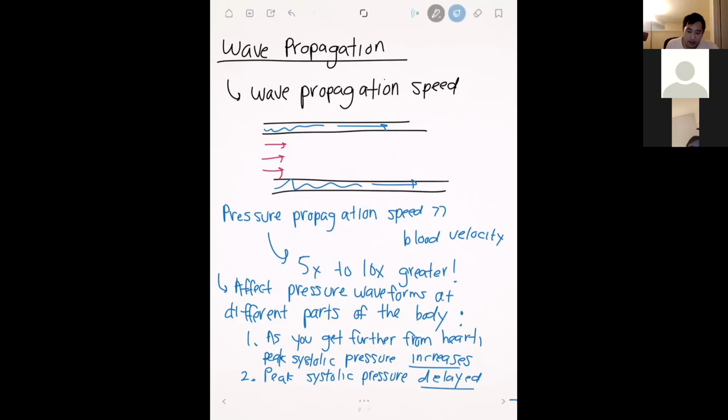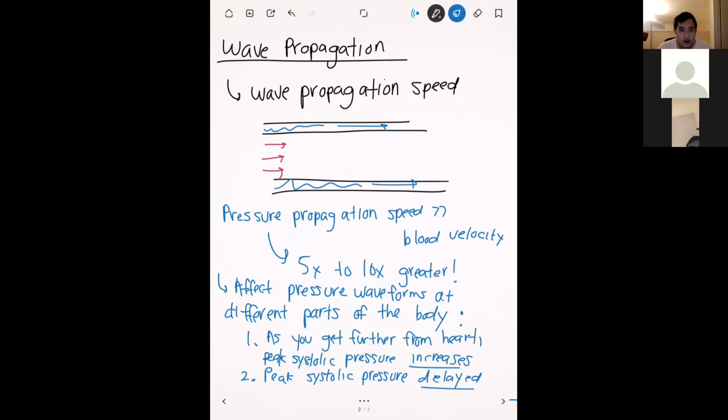Okay. And this has to do with the fact that, like we said, it takes time for the pressure wave to go forward, but the reflected waves that come back also cause the pressure peaks to happen later as well. Okay. And so these are kind of the net two effects.